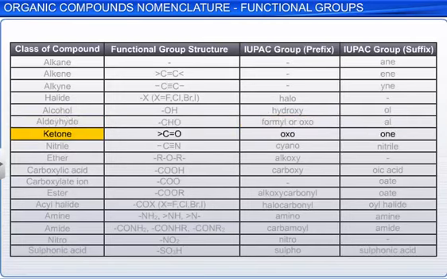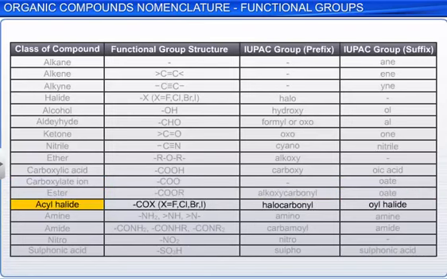The ketone group prefix is oxo and the group suffix is -one. The nitrile group prefix is cyano and the suffix is nitrile. The ether group prefix is alkoxy. The carboxylic acid group prefix is carboxy and the suffix is oic acid. The carboxylate ion group suffix is -ate. The ester group prefix is alkoxycarbonyl and the suffix is -oate.